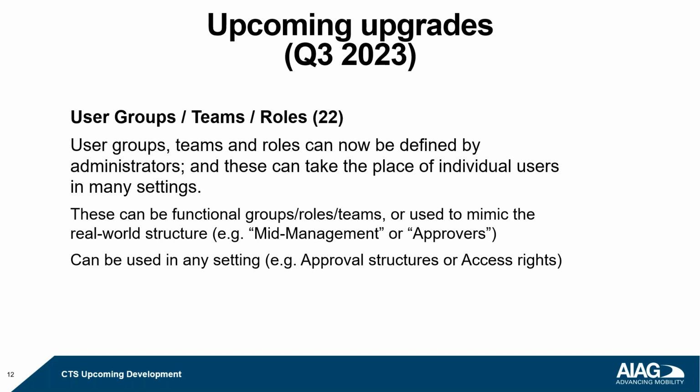For example, in approval structures, you can say that new projects have to be approved by mid-management, or access rights. You can say that parts can only be updated by this group, or by this role, or by these four individuals, for example. You will have a lot more control and allow you to also define these. So we're really trying to improve that.